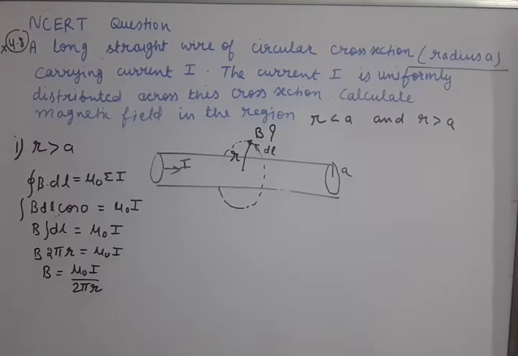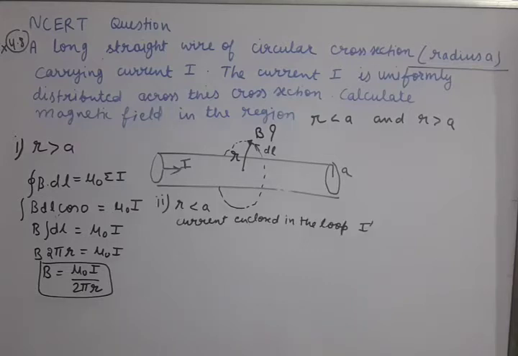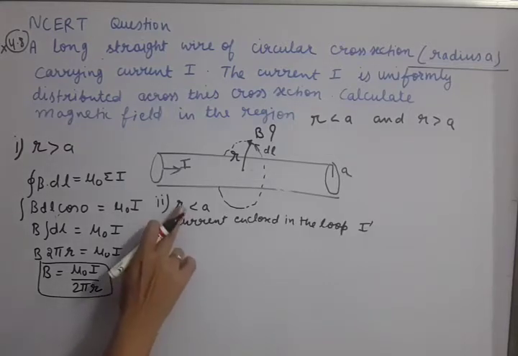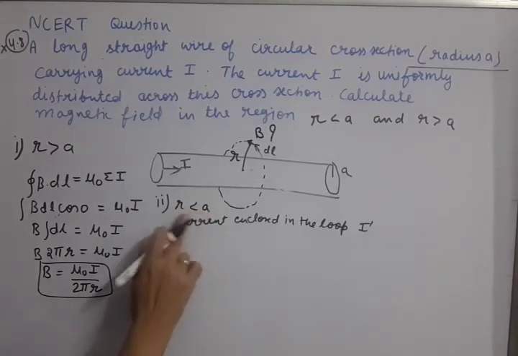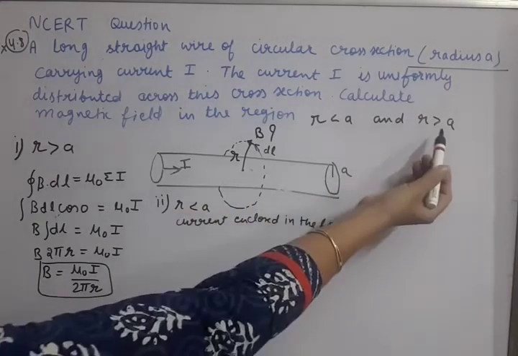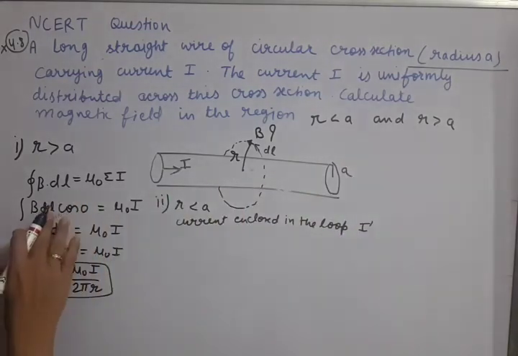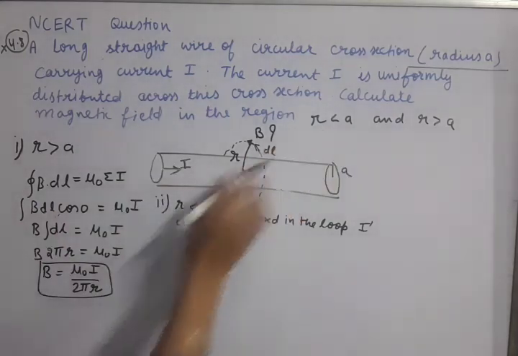So this is the solution for R greater than A. We have got the same answer which we get for the straight wire. So mu 0 I upon 2 pi R. This is the answer for R greater than A. Now let us take the second case in which R is less than A. We have solved the R greater than A case firstly. Now the R less than A case.